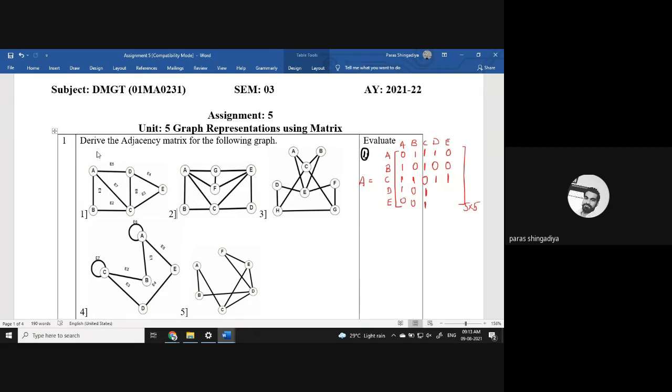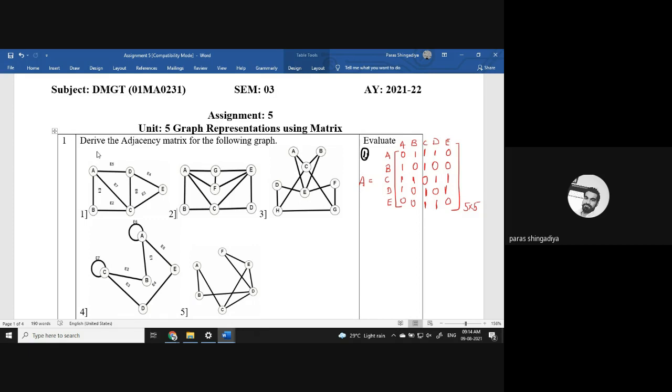Now D with the remaining ones, so D with D, that is 0, because there is no loop here. And D to E, that is connected by the E4 edge, so it will be 1 here. And now the last row, that is here 1. And now the E to E relation, that is 0. So this is your matrix.